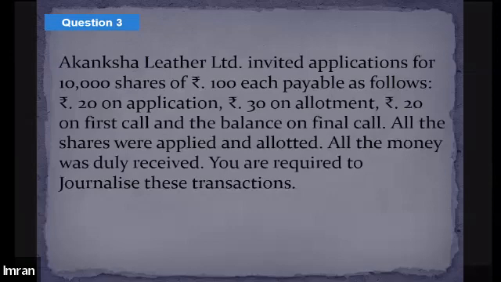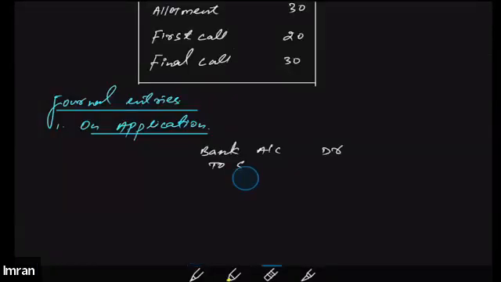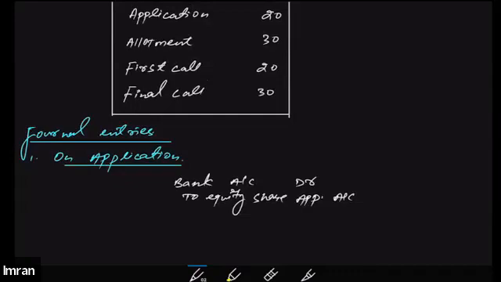Let me check which kind of share. The variety of share is not given in the question, so we will simply presume that we must have issued equity shares. So bank account debit to equity share application account. The amount received on application will be 20 rupees. So that means 10,000 into 20, which means we will be receiving 2 lakh on application.